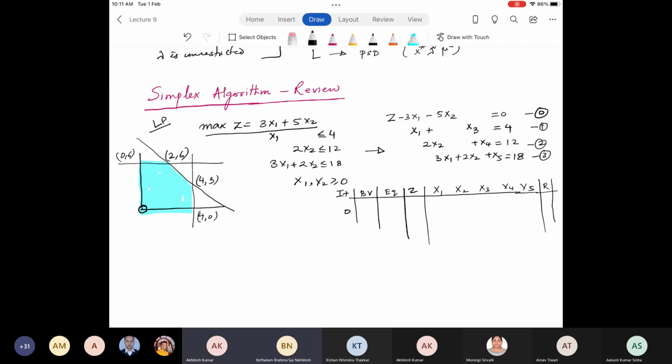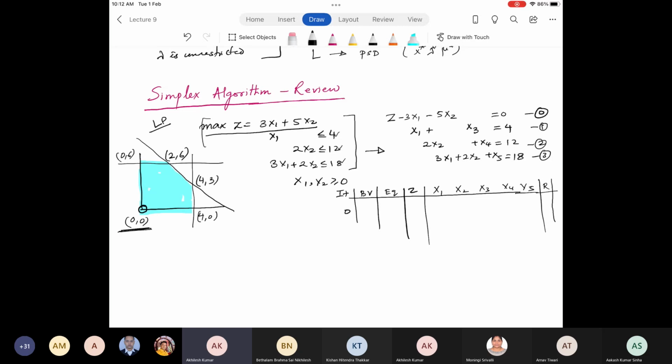x3, x4, and x5. Since it is a less than or equal to problem, this is in our standard form. Let me just say that it is a maximization problem. All constraints are less than or equal to type, and all the resources, that is the b vector, are greater than 0. So it is in our standard form. Whenever you have a maximization problem with less than or equal to constraints, 0, 0 will always satisfy.